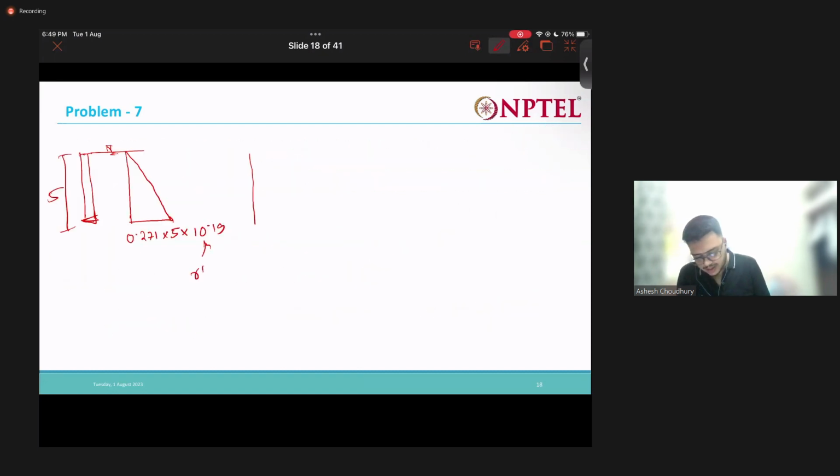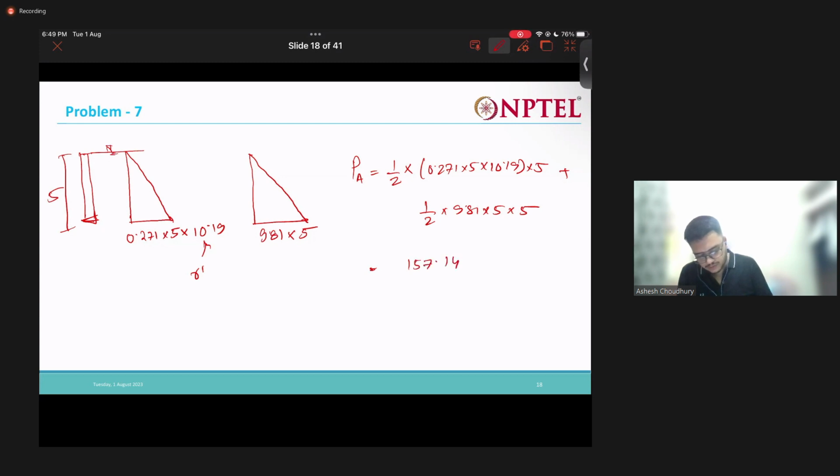And the second thing which will be acting is the lateral thrust due to the water. What will that be? It will be nothing but 9.81 into 5, right? So now if you want to total it, it will be half into 0.271 into 5 into 10.19 into 5, plus half into 9.81 into 5 squared, right? So if we add this, it will be 157.14 kilonewton per meter, right?